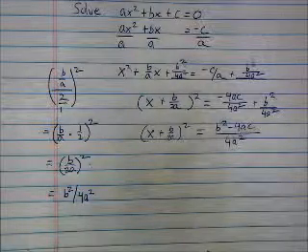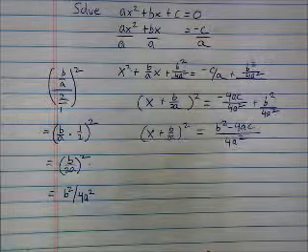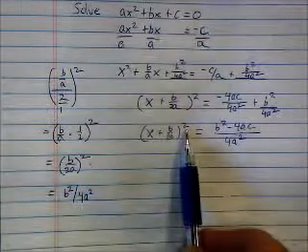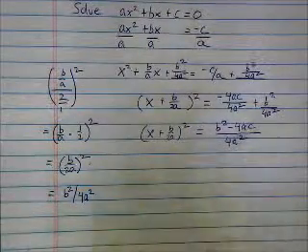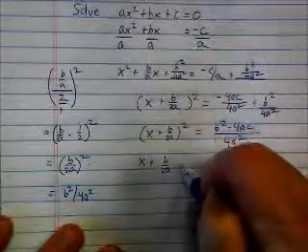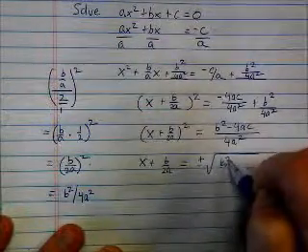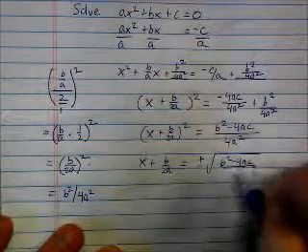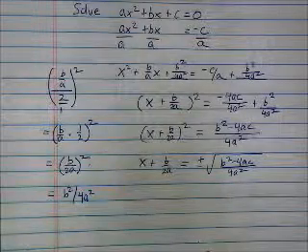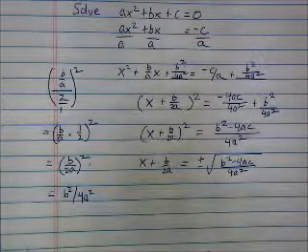Okay, we're almost done. What do we do now? How do I get rid of this square right here? Square root both sides. So I'm going to have x plus b over 2a equals plus and minus the square root of b squared minus 4ac all over 4a squared. The formula is starting to show up there, isn't it now? All right, so I'm going to do a couple more steps and we'll have what's known as the quadratic formula.